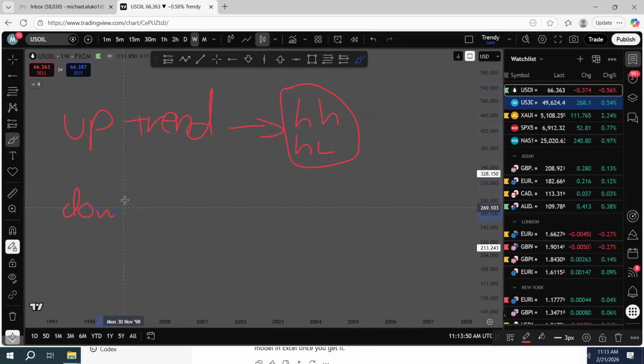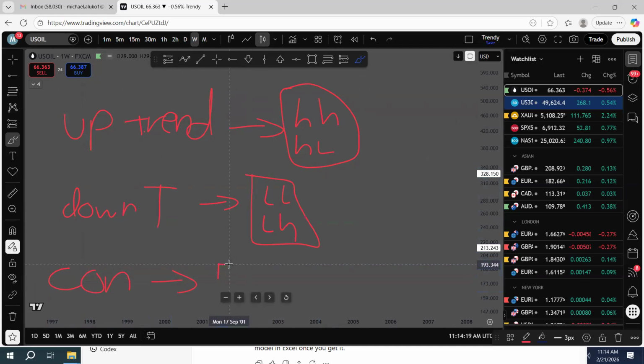somebody help me out with that while I finish typing this out. Downtrend is lower lows and lower highs. There we go. And consolidation, which I'll write out: consolidation is very simple. One more time for me, please. Equal highs and equal lows. All right.